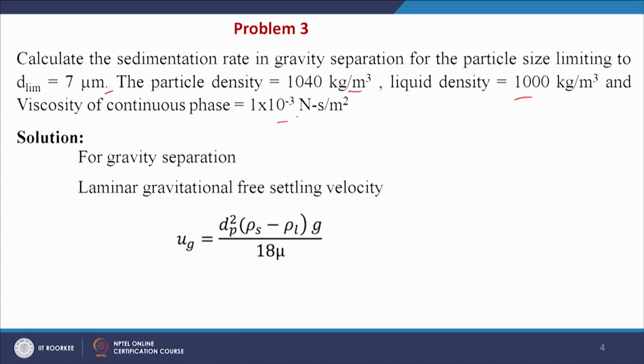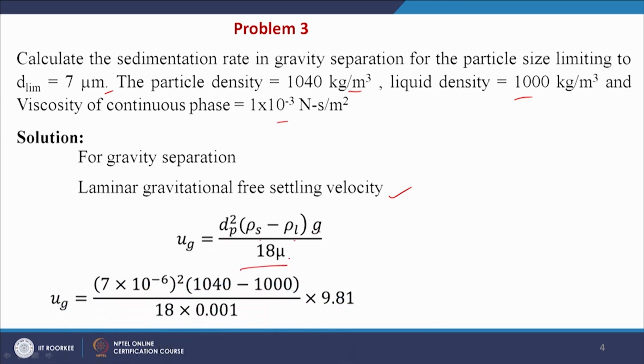In case of gravity separation, if we assume that the laminar flow regime is applicable, then the laminar gravitational free settling velocity will be dp square into (rho s minus rho l) into g by 18 mu, that we know. So, in this case dp is given as 7 micrometer, so 7 into 10 to the minus 6 converted to meter, squared, into rho s minus rho l, so 1040 minus 1000.